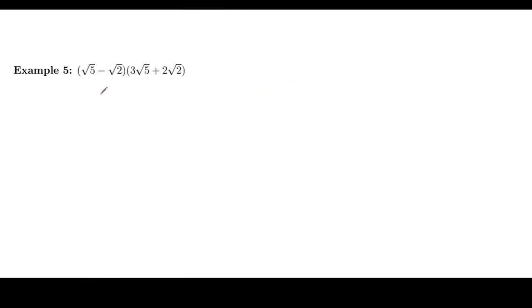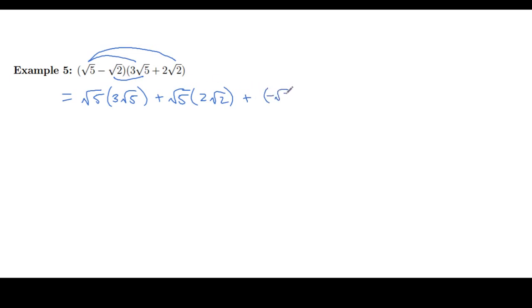And then this expression, what we're going to have to do is distributive property. We'll have to FOIL this out. So first will be root 5 times 3 root 5. And then we'll have root 5 times this term, 2 root 2. And then inside will be negative root 2 times 3 root 5, and then the last terms will be negative root 2 times 2 root 2.